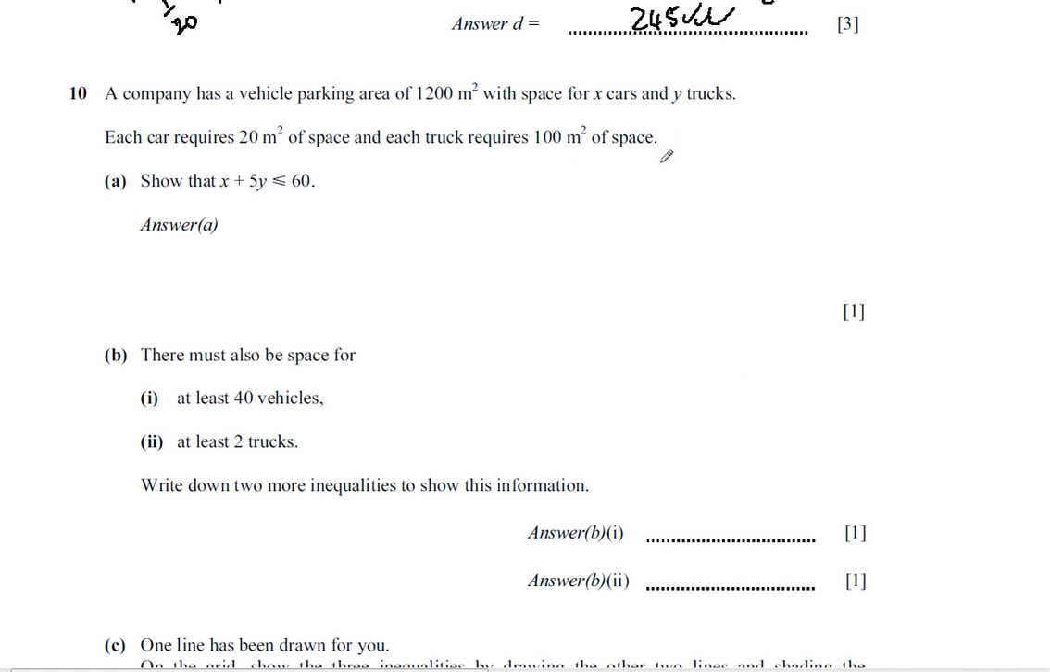So linear programming, same question as we did on the school day, just before we ended there. The company has a vehicle parking area of 1,200 meters squared with a space for X cars, Y trucks. Each car requires 20 meters squared, and each truck requires 100 meters squared of space. Show that X plus 5Y is less than or equal to 60. So if they ever say show that some inequality exists, you just use the information over here to try and make this inequality. So X represents the number of cars, Y represents the number of trucks.